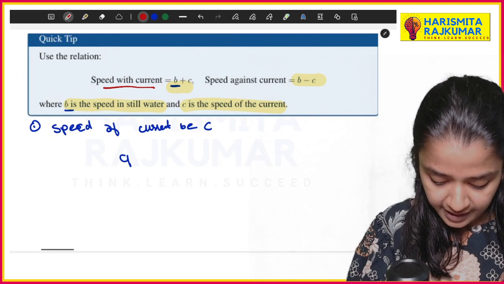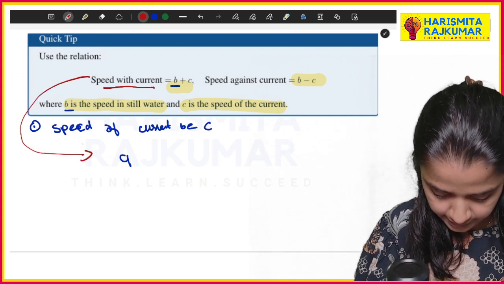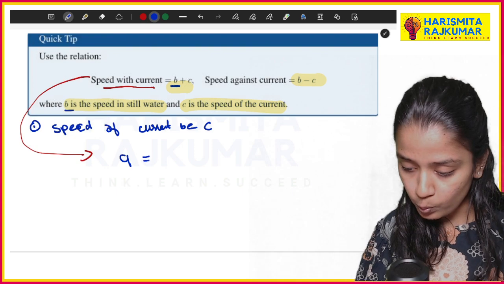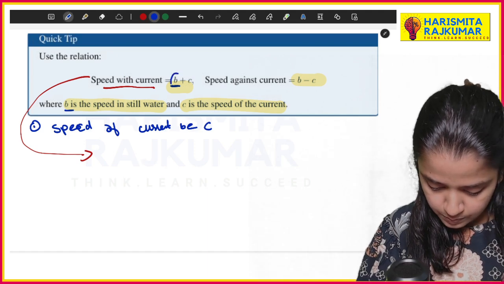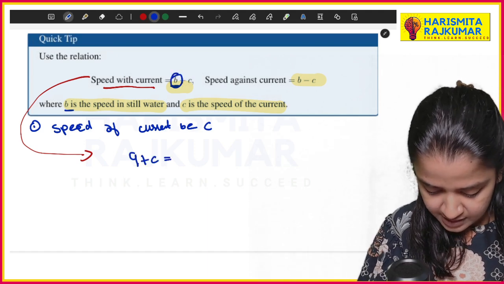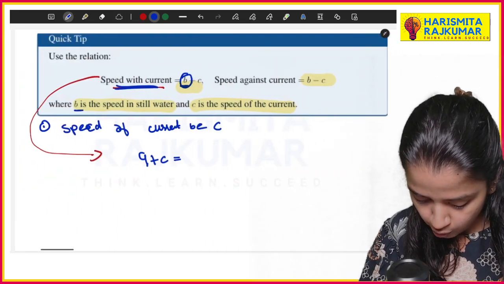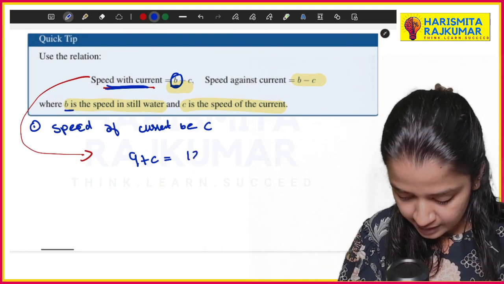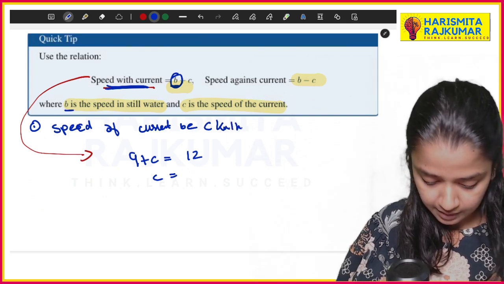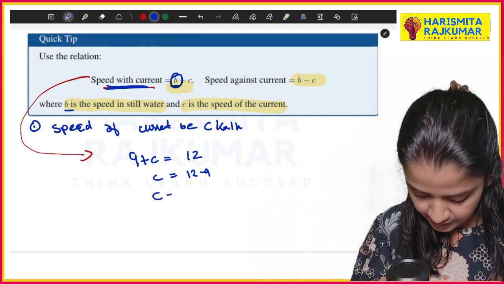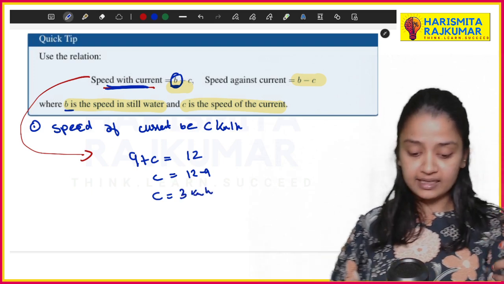Now let me write it as speed with current. This formula, I'm just writing it here. Speed with current is B plus C. What is B? 9. 9 plus C is equal to speed with current. Speed with current is 12. So my speed of current in kilometer per hour is 12 minus 9, which is nothing but 3 kilometer per hour.